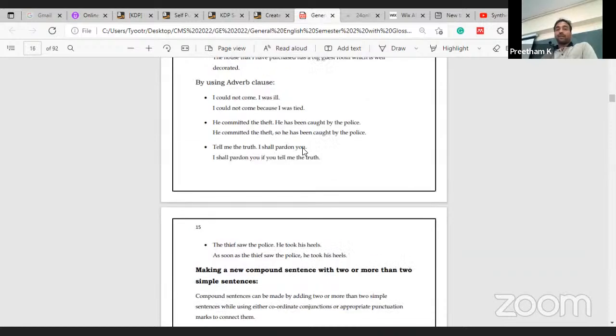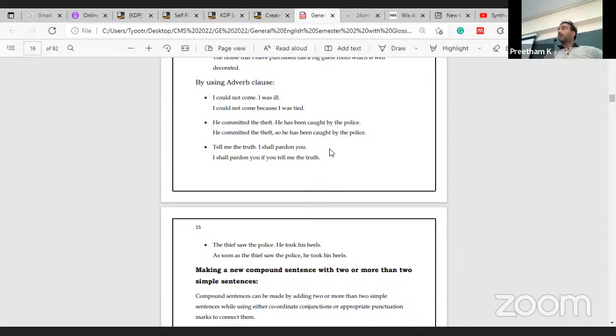He committed a theft. He has been caught by the police. He committed a theft, so he has been caught by the police. So all these are describing actions. Here, "arrested by the police" or "caught by the police" is describing why he is being arrested. That is the theft.